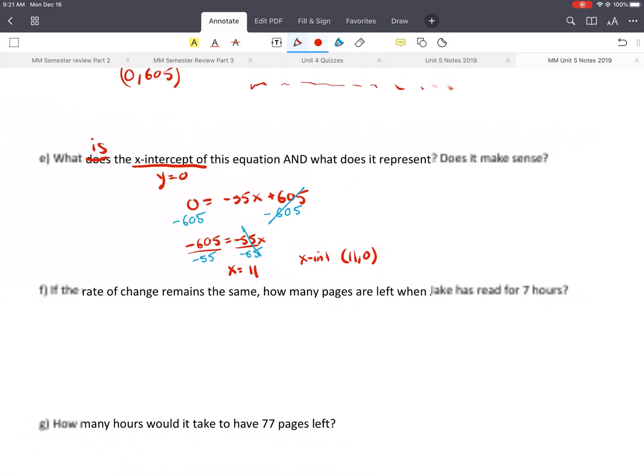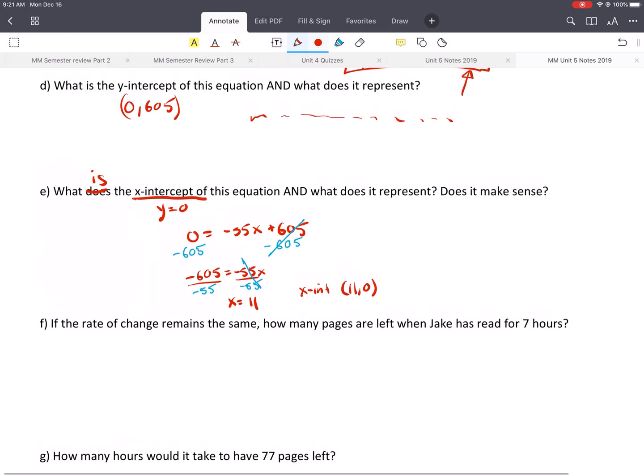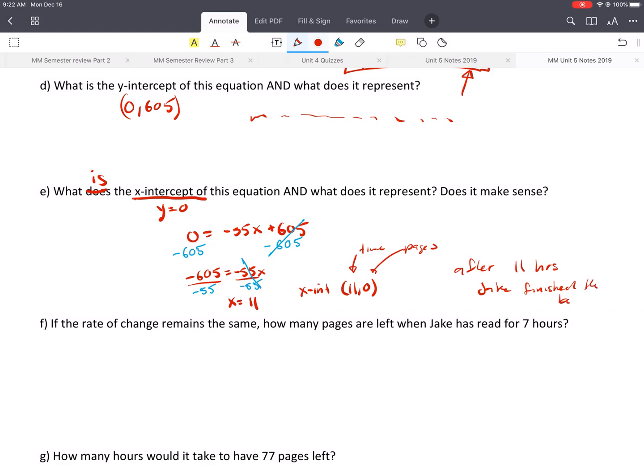So what is that telling us? How does that represent? Or what does it represent? Okay, so here we would say something about how this is time and this is pages. So you could say after 11 hours, Jack finished the book. Okay, something like that.